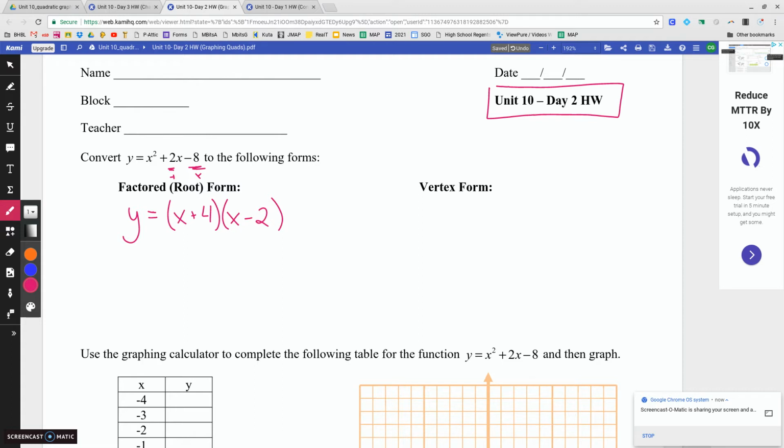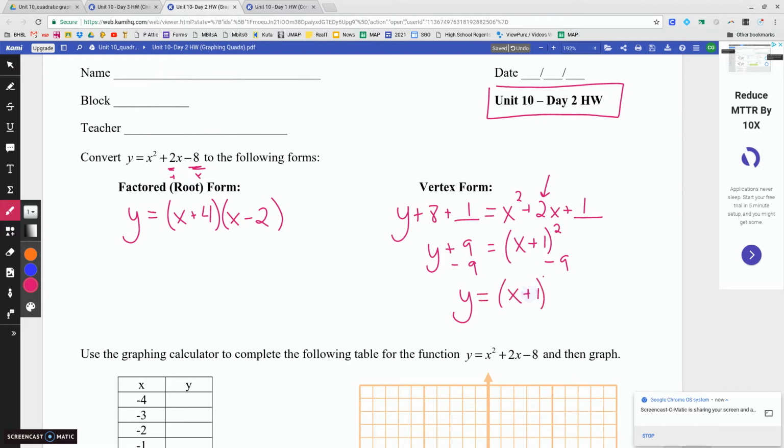Now for my vertex form. Remember we need to complete the square. So the first thing I'm going to do is move my 8 to the other side, and I'm going to include my blanks when I'm completing my square. So I'm going to create a perfect square trinomial by cutting my b value in half, then squaring it and adding that to both sides. I now have y plus 9 on the left equals (x plus 1) squared. I'm going to move my 9 to the other side, and I now have y equals (x plus 1) squared minus 9. So now we're going to use the same exact function, and we're going to graph it.